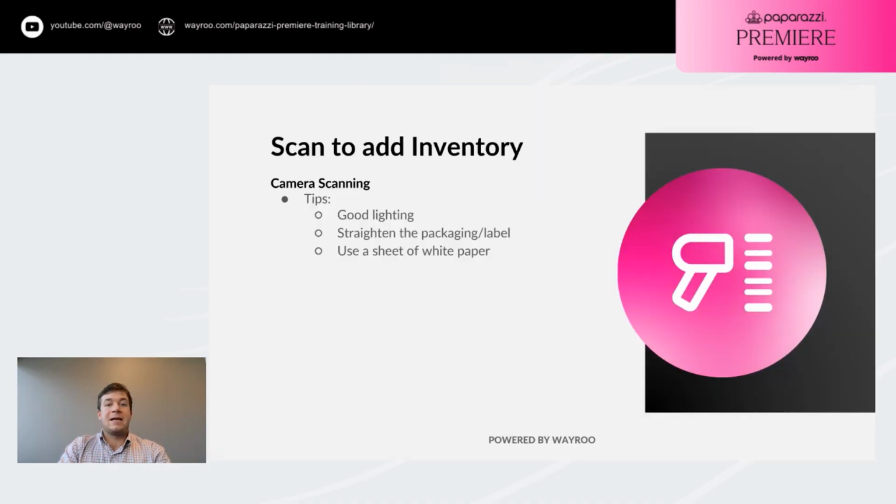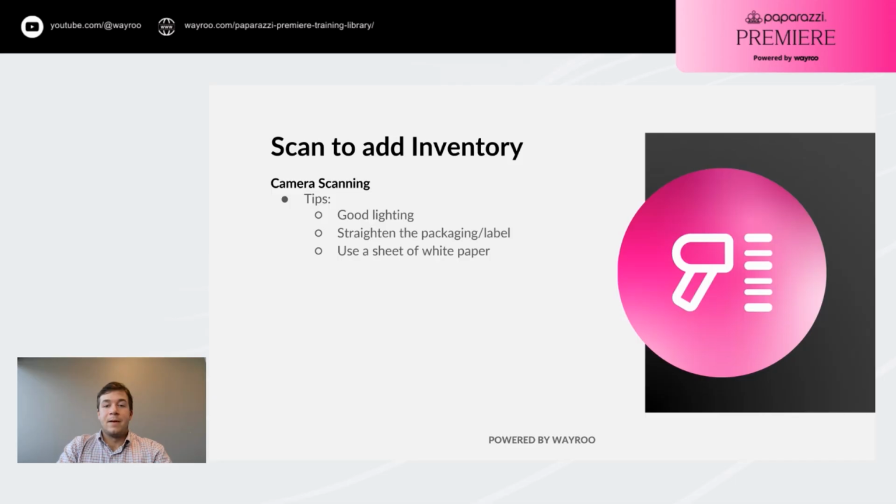Moving on to scanning to add inventory. So this is the third way that I mentioned that you can add inventory into Premiere. The first way you can do this is using your device's camera. So a few tips for this would be have good lighting while you're trying to scan barcodes. Straighten the packaging and label if it's not scanning, and use a sheet of white paper if all else fails and a barcode's not scanning.